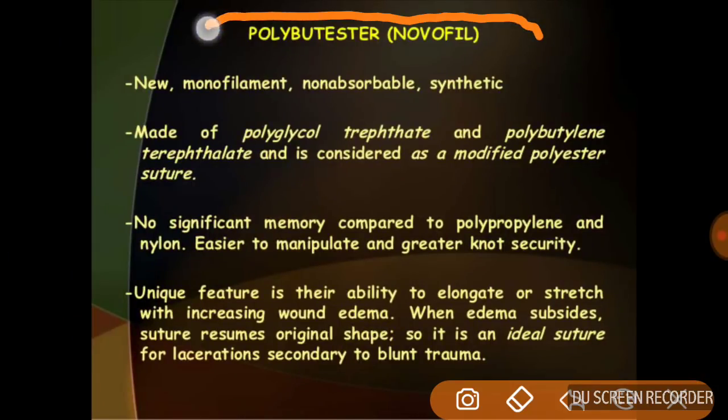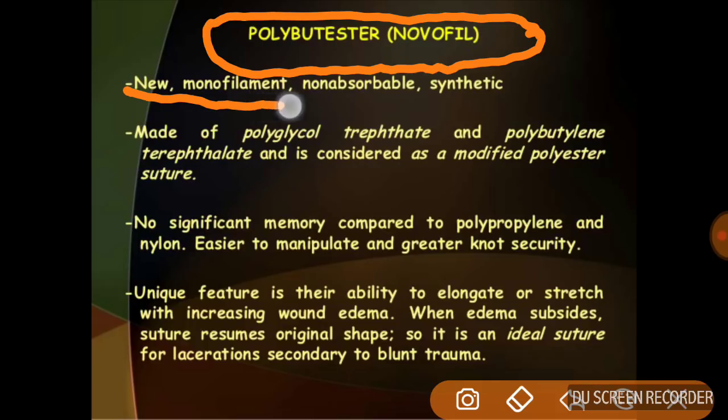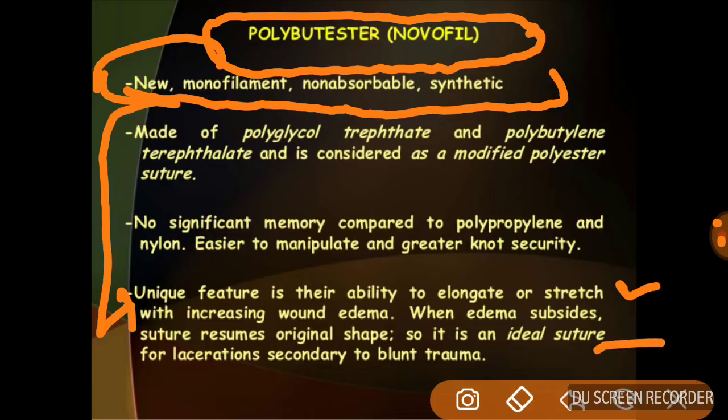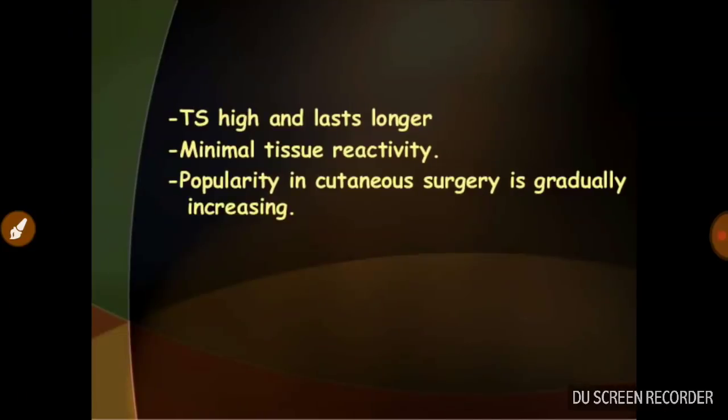Now this is something very new, polybutester or Novafil. Its unique feature is that it can elongate. None of the other materials has this ability. This is a new monofilament, non-absorbable and synthetic, and the main thing which makes it important is its unique feature that it can elongate and stretch with increasing wound edema. When edema subsides, the suture resumes its original shape, and so it is an ideal suture for laceration secondary to blunt trauma. Okay, so important for you all.